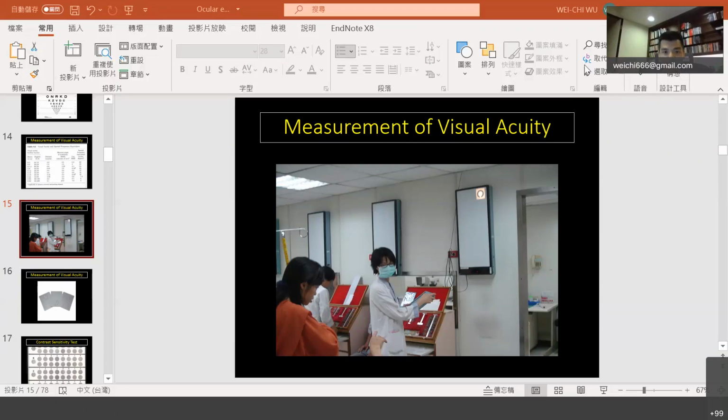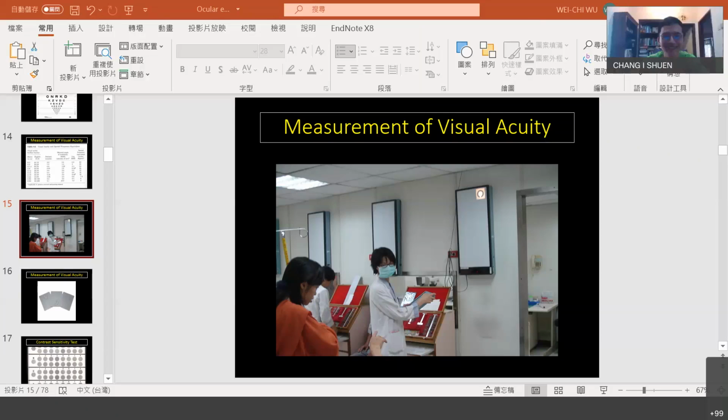So Chen Ai Shun, do you know why in the clinic examination we don't want to show them all the characters? Doctor, I'm not so sure. You're not so sure. Okay.